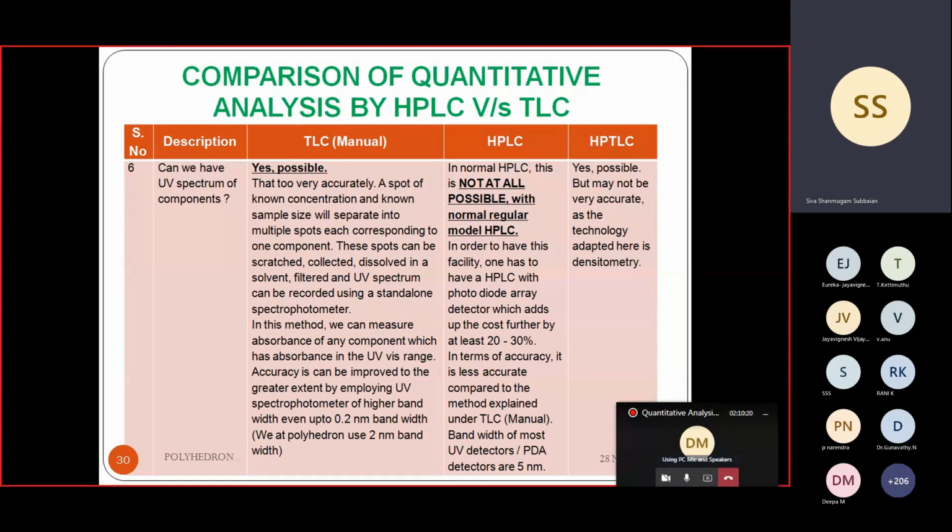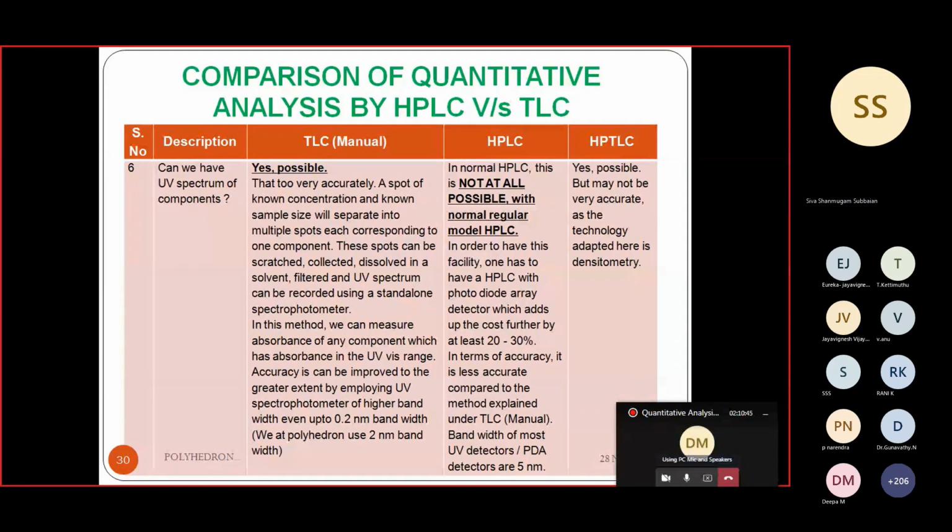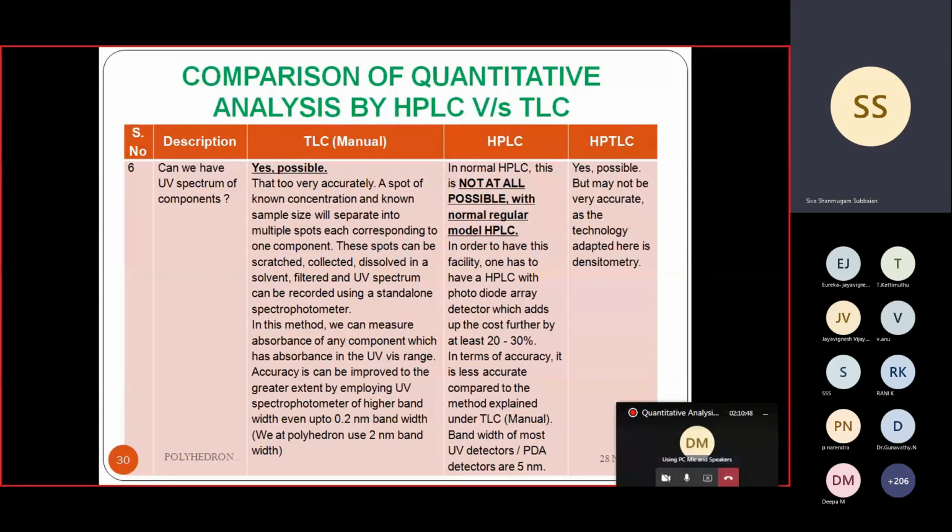And can we have a UV spectrum of the components? Yes, it is really possible, and very accurately in TLC, which is not at all possible with a normal regular model of HPLC, which I will explain a little after finishing this TLC. In TLC, after scratching the spots, collecting in test tubes, and measuring in a cuvette, we can even opt to record the spectrum from 175 nanometer to 750 nanometer, using which we can make out qualitatively what kind of component it is.